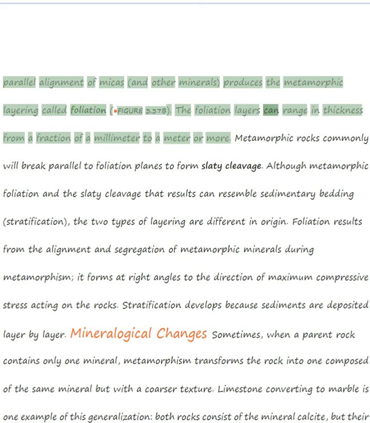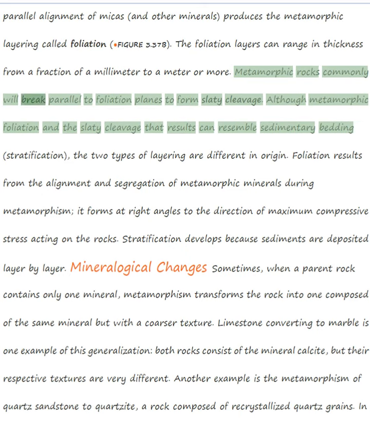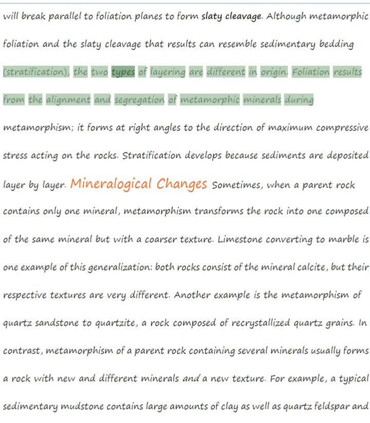The foliation layers can range in thickness from a fraction of a millimeter to a meter or more. Metamorphic rocks commonly will break parallel to foliation planes to form slaty cleavage. Although metamorphic foliation and the slaty cleavage that results can resemble sedimentary bedding, the two types of layering are different in origin.